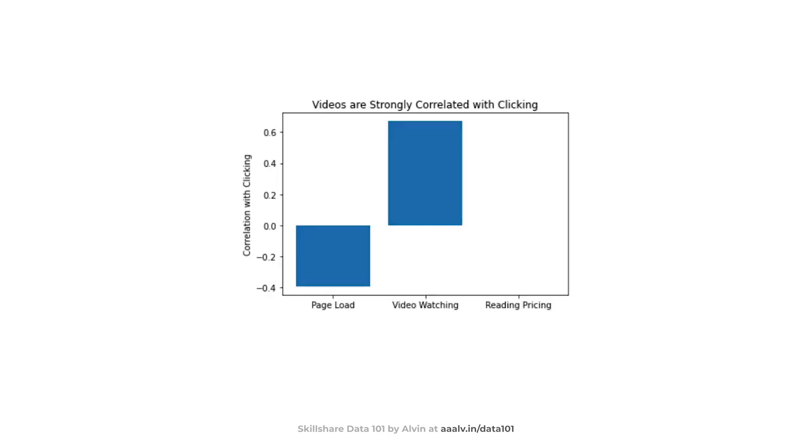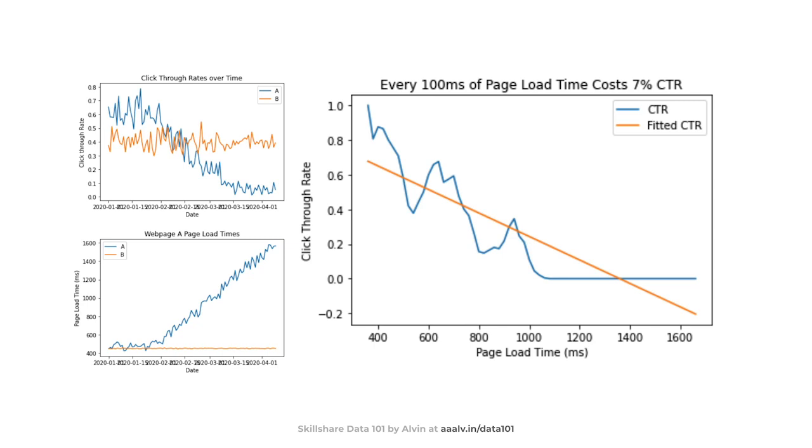There are 3 reasons. Watching an informational video is strongly correlated with clicking to sign up. By contrast, reading the pricing section has near zero bearing on whether or not the user clicks to sign up. Starting with the top left, we then showed that Webpage A's click-through rate dropped precipitously. In the bottom left, we showed that Webpage A's dropped click-through rate happened at the same time Webpage A's page load times increased suddenly. On the right, we then show that Webpage A's increased page load time resulted in drastic drops in click-through rate. This suggests that Webpage A's overall click-through rate cannot be trusted.